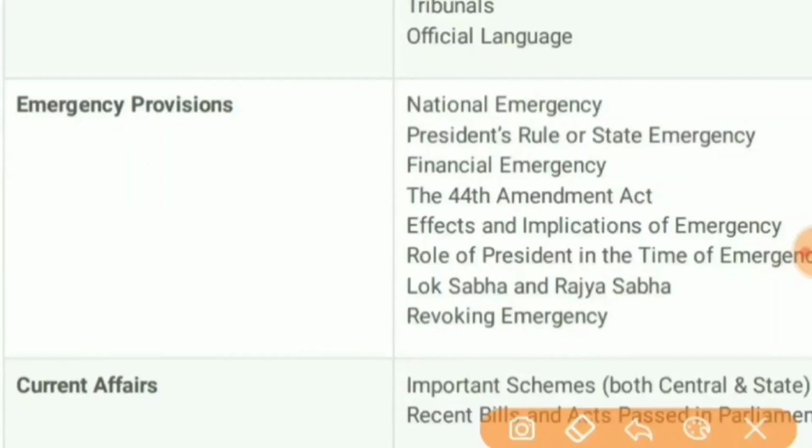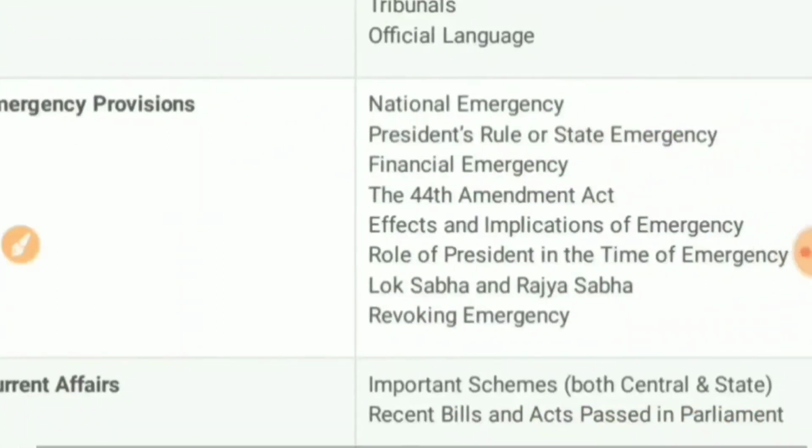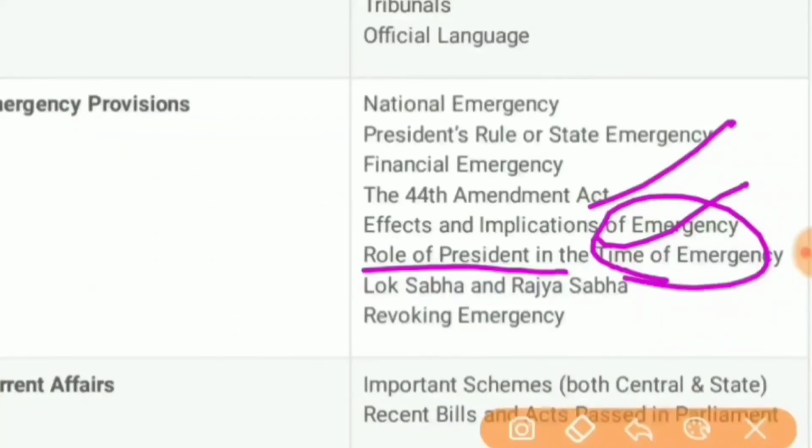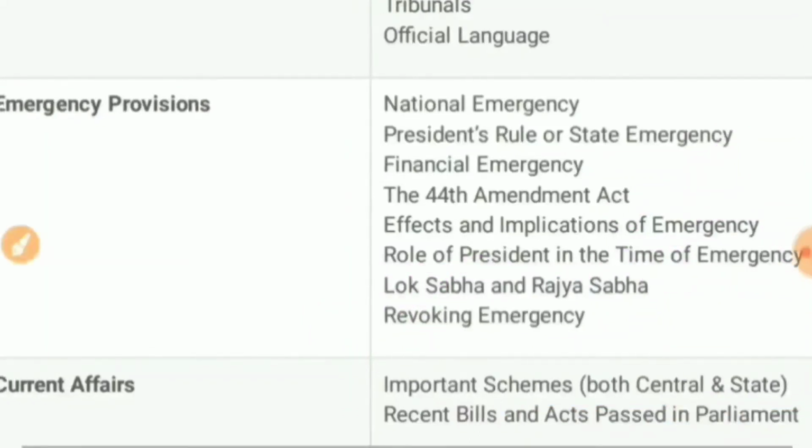Emergency provisions like national emergency, President's rule or state emergency, financial emergency, and the 44th Amendment Act, effects and implications of emergency, the role of the President at the time of emergency, and Lok Sabha and Rajya Sabha's power and function under emergencies, and revoking of the emergency.